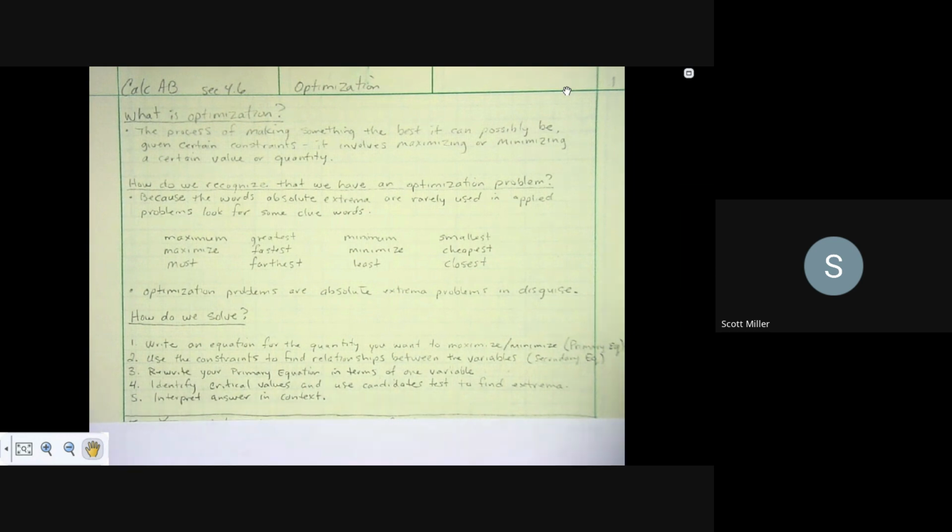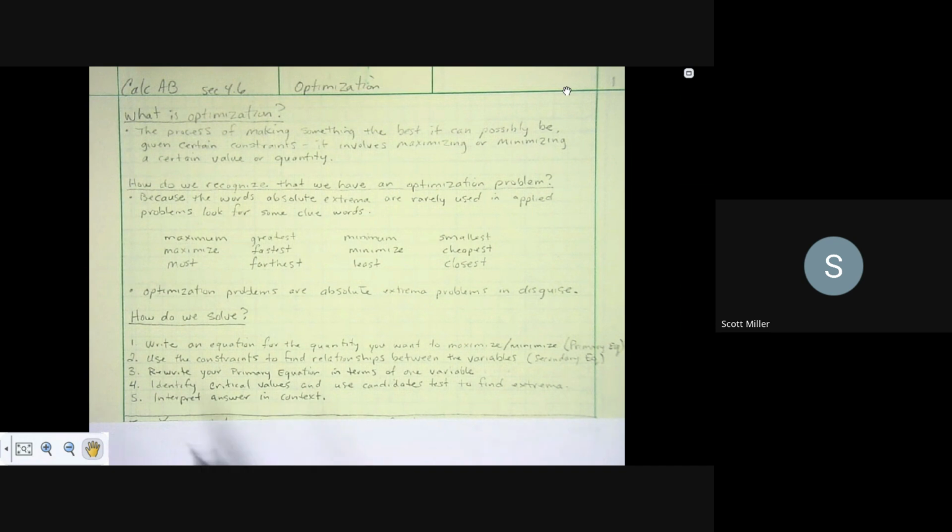You're going to use the constraints to find relationships between the variables, if need be. Our goal is to get the primary equation with only one variable in it. So I might need a secondary equation to help me find a relationship between certain variables using the constraints. Once I have that, we want to rewrite the primary equation in terms of only one variable. And then we're going to take its derivative, find the critical values, and then use the candidates test to find the extrema. Remember, the candidates are all the relative extrema and the endpoints, if we have any.